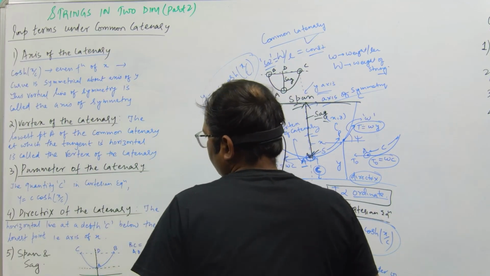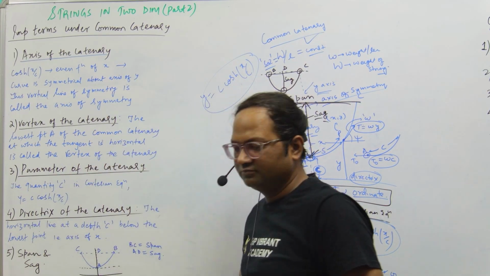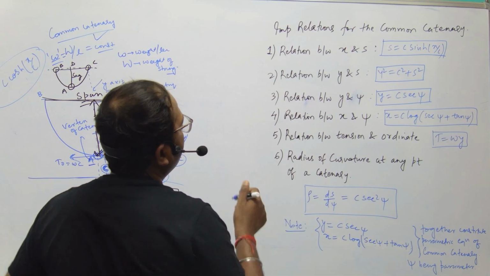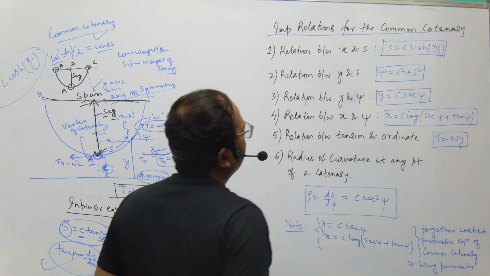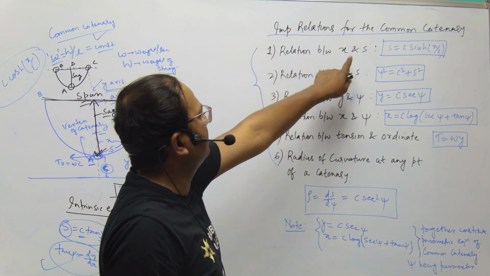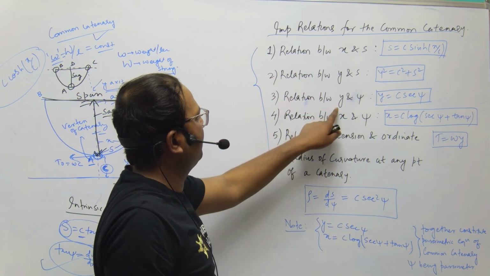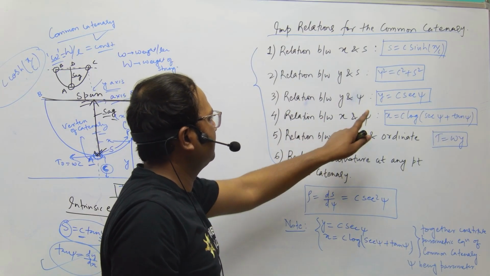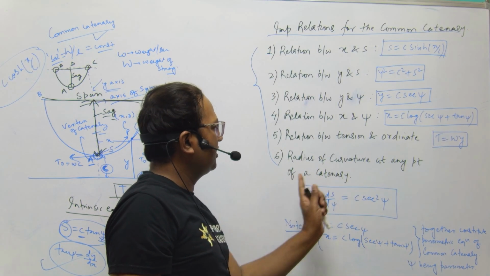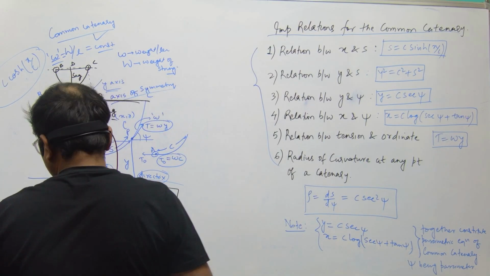Now let us proceed further on the important relations for the common catenary. We have to find these 6 relations. In the first one we have the relation between x and s. In the second, the relation between y and s. Third, the relation between y and psi. Fourth, the relation between x and psi. Fifth, the relation between tension and ordinate. And the sixth one is the radius of curvature at any point of a catenary, given by rho is equal to c sec square psi. Now let us discuss these one by one.